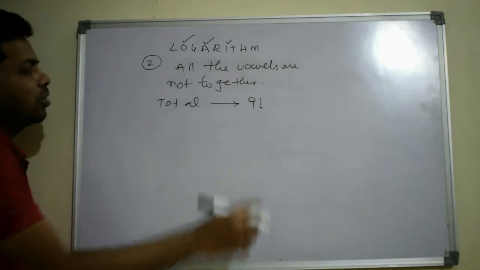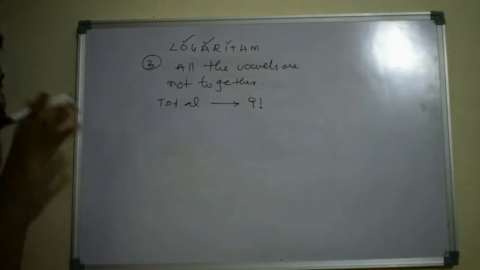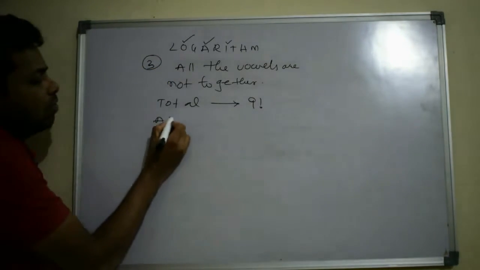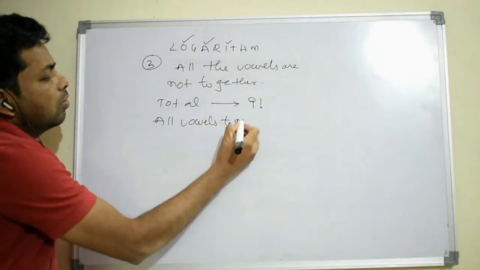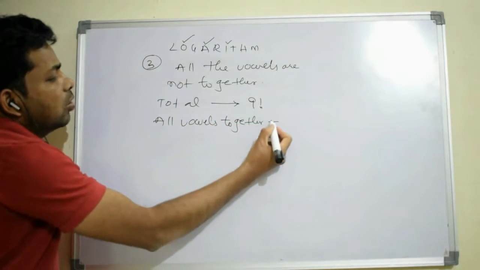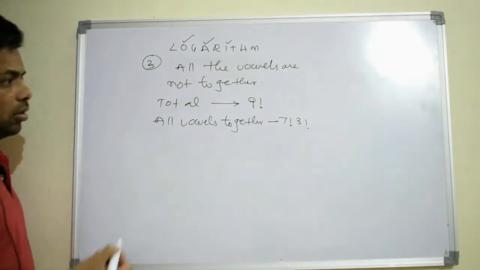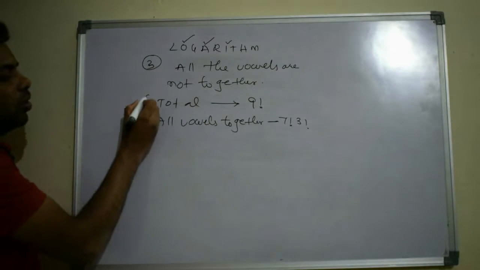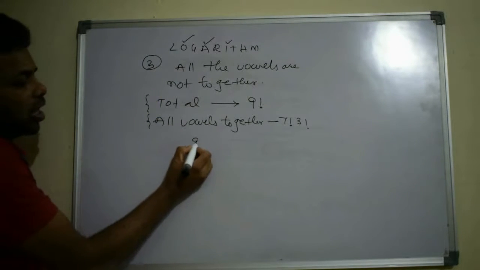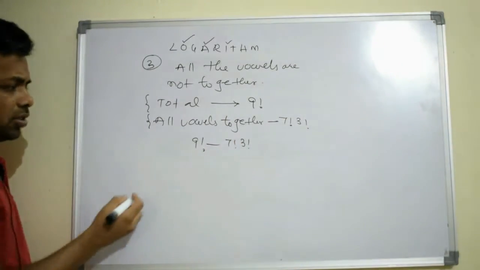Now, from this 9 factorial, in the previous case, what did I do? All the vowels are together. What is the result we got? Tell me, 7 factorial into 3 factorial. So, if I remove the arrangements in which all the vowels are together from the total number of arrangements, it is 9 factorial minus 7 factorial into 3 factorial.